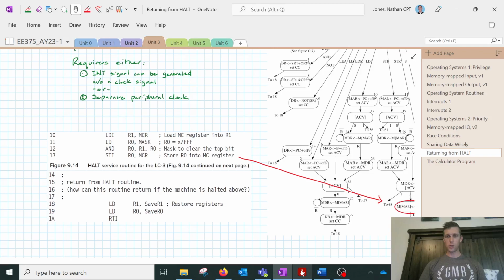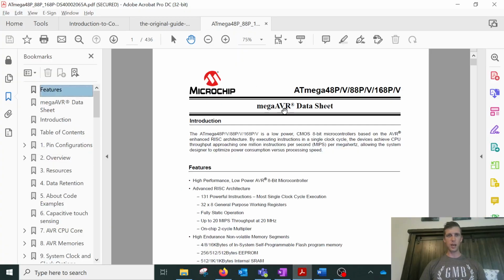So the last thing I want to show you is how this actually plays out in real life. I'm going to pull up the data sheet for the ATmega168, and this is the exact microcontroller that is on the Arduino Uno board. If you're familiar with the concept of an Arduino, and how you can use it to write programs and turn lights on and off, well, this is the microcontroller that powers it, or at least one of those boards.